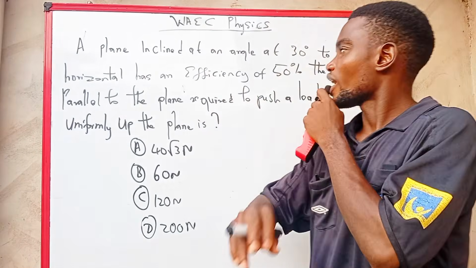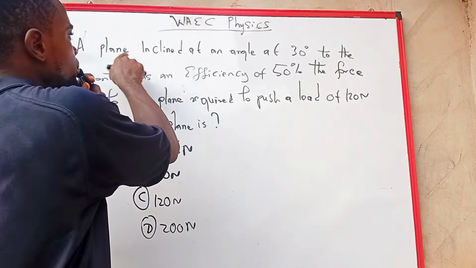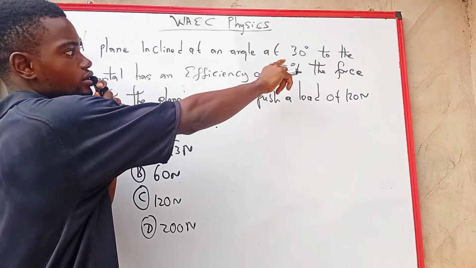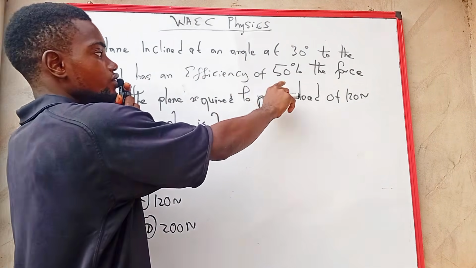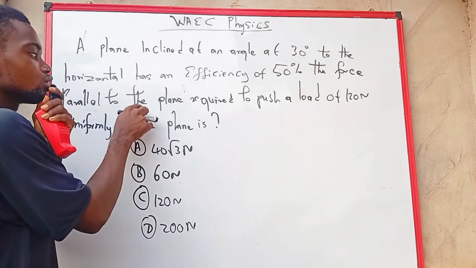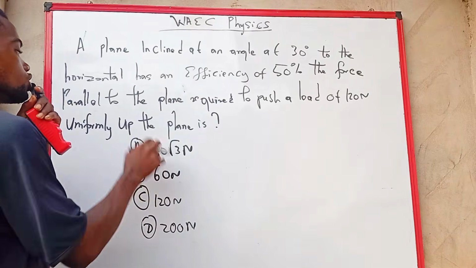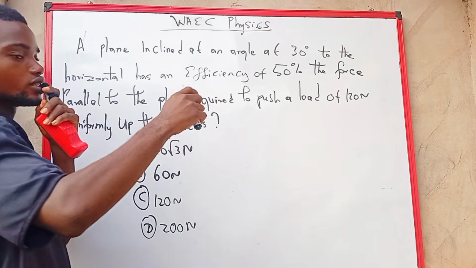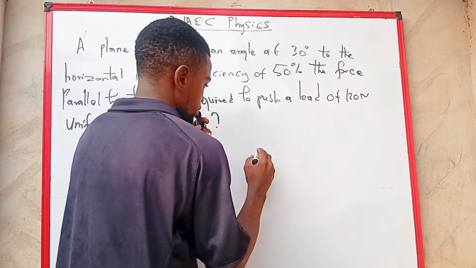One of the likely questions you have in physics will come from simple machines. Now this question says a plane inclined at an angle of 30 degrees to the horizontal has an efficiency of 50%. The force parallel to the plane required to push a load of 120 newtons uniformly up the plane is what?